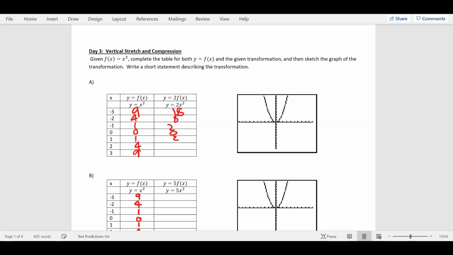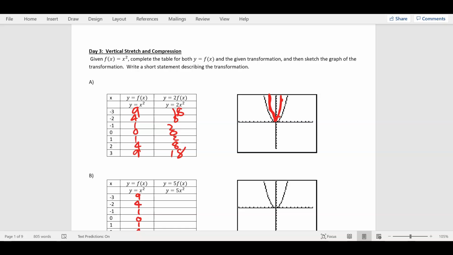Two, 0, 2, 8, 18. Okay, when you fill it out, now if you were to graph this at 1, 2, -1, 2, 2, 2, 8, way up here. It's really ugly.